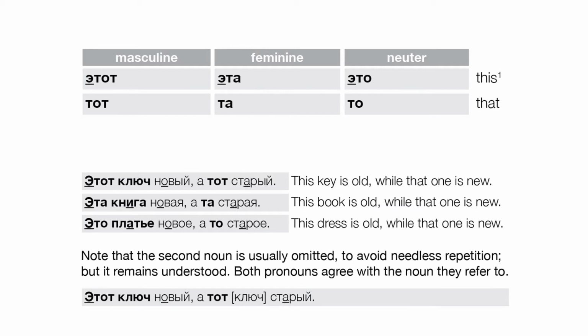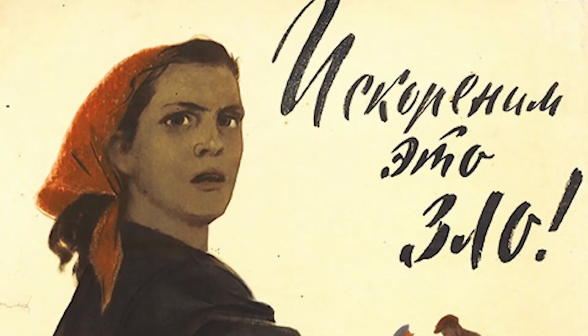Here's a quick poster. Искореним это зло. We will eradicate this evil. Okay, so there's an example. We see the word это, and we're wondering, is that a pointing word or does it mean this? Obviously context is the only thing that can tell you, because the form itself may look the same.